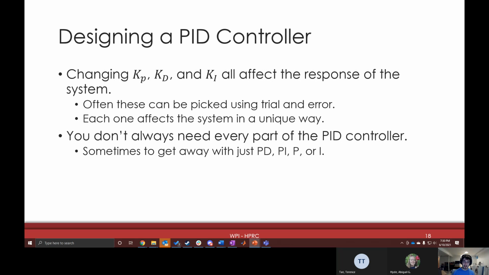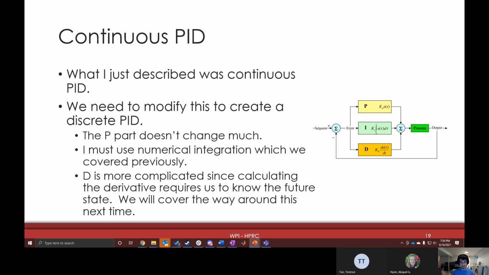But okay, continuing on. So basically, the equations that I covered, that's what we call continuous PID. That operates in continuous time, just like how we have continuous functions in math. The thing is, though, in order to actually implement this in a simulation or on a microcontroller or something, it needs to be able to be described in code. And when we're writing things in code, that's by the nature of how computers work discrete. We can't have a continuous function there. So we need to modify our controller to be able to work in discrete time.